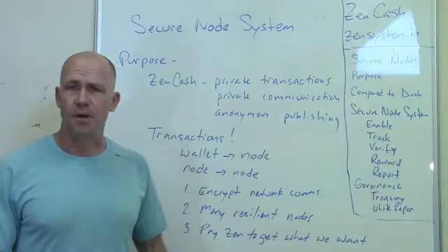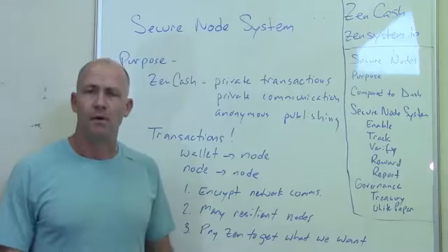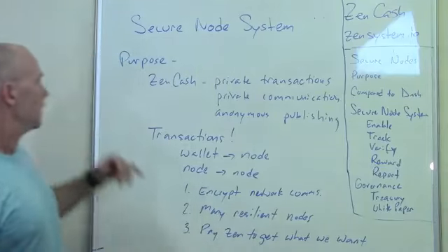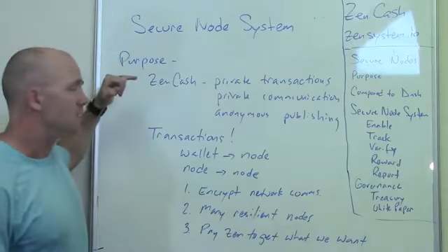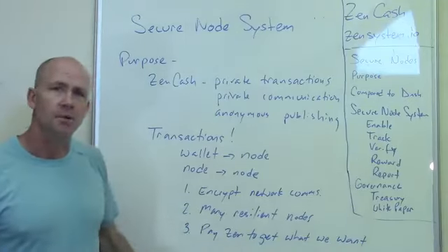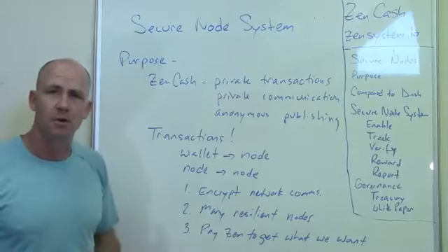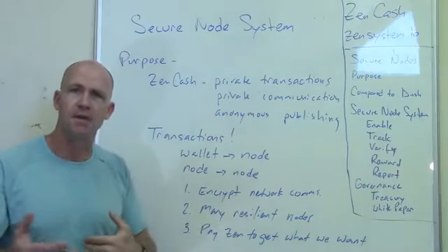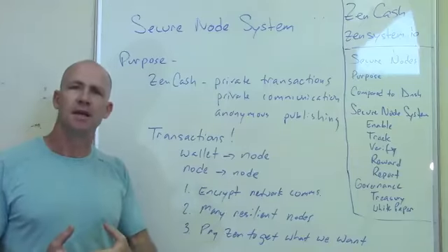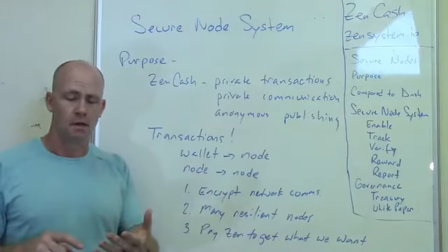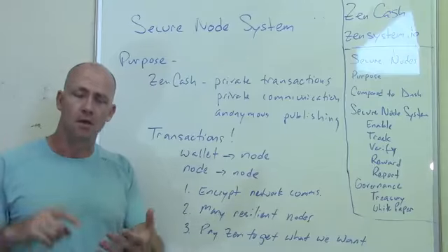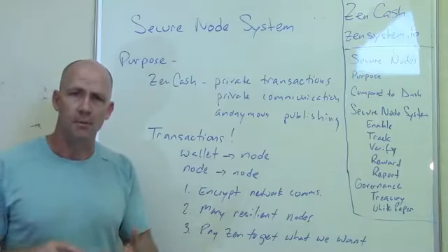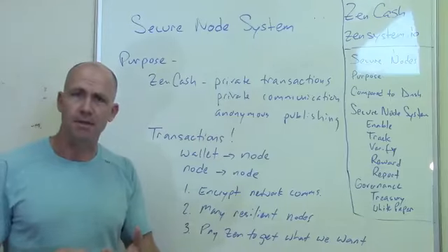So first off, I wanted to do a quick review of why we even have secure nodes, why we care about it. So let's go back to the purpose of ZEN Cache. One of the things that we want to do is enable private transactions for people worldwide. So this is using the shielded transactions, so people can send and receive ZEN Cache, and it doesn't record in the blockchain who sent it, who it was sent to, or how much was sent, just that a transaction happens.